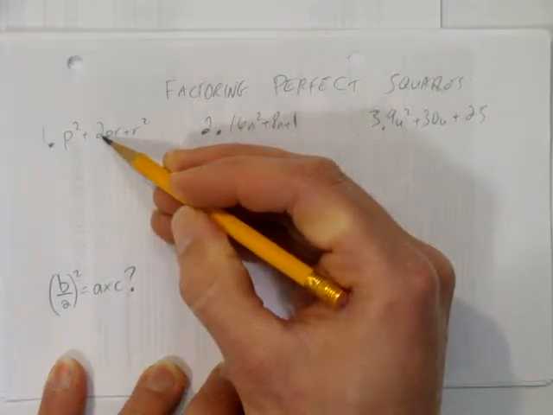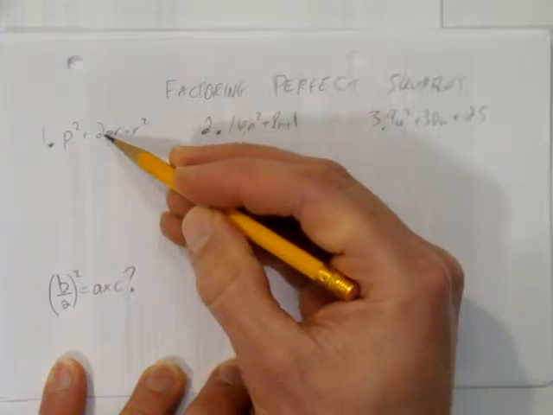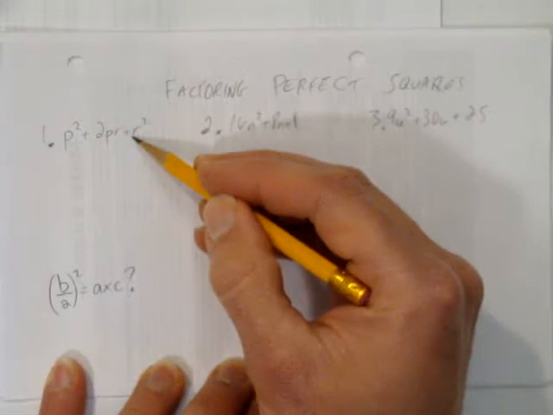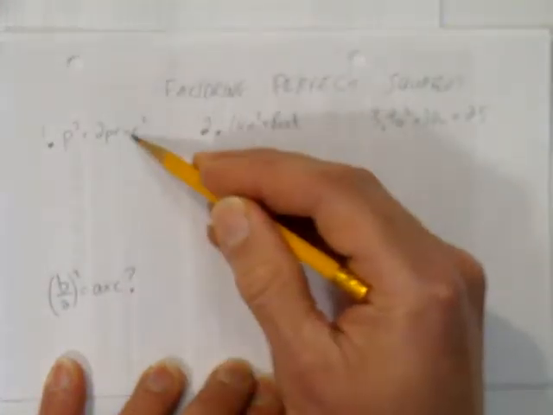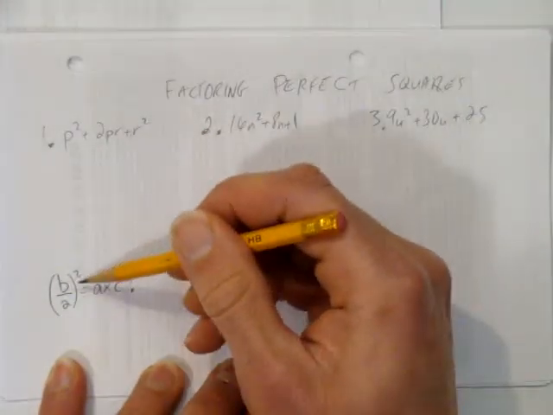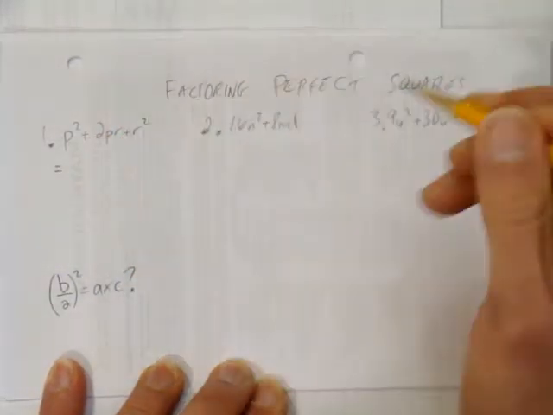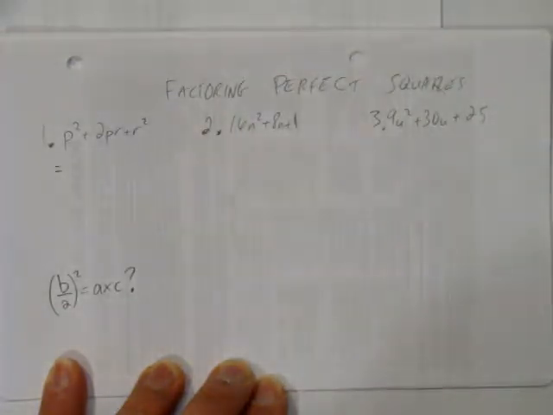So if you take 2, divide it by 2, you get 1. 1 squared is still 1. And these coefficients, the a and the c, are also 1. In other words, we get 1 here and we get 1 times 1 here. It works. So that's the first thing you check when you're factoring perfect squares.